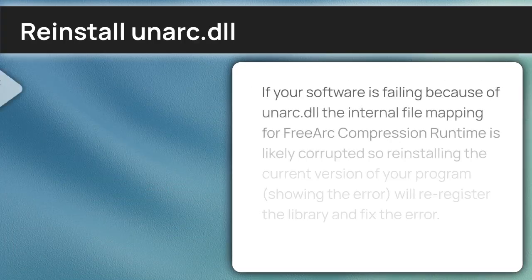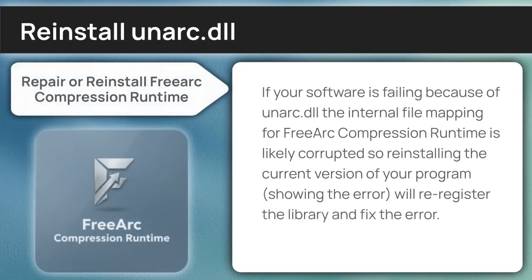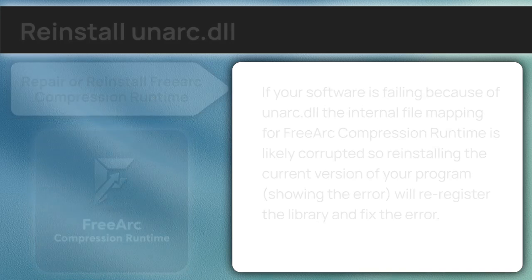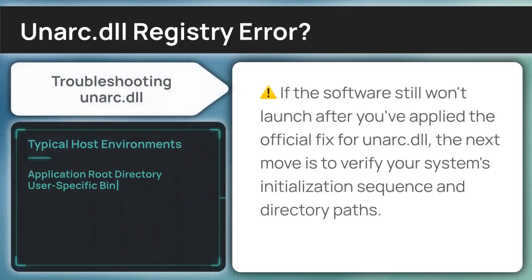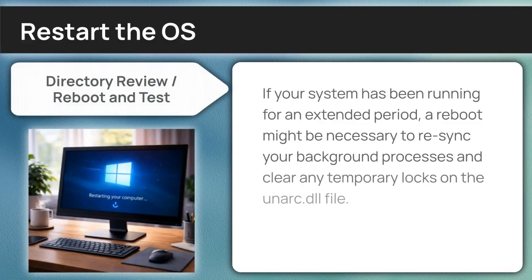If your software is failing because of the Unarc module DLL, the internal file mapping for FreeArc Compression Runtime is likely corrupted, so reinstalling the current version of your program showing the error will re-register the library and fix the error. Should the file remain missing after a reinstall, we need to ensure that the operating system is forced to re-index its shared library paths. A full system restart ensures that no background processes are currently locking the Unarc module file. A fresh boot allows Windows to re-initialize its library map from a clean state.